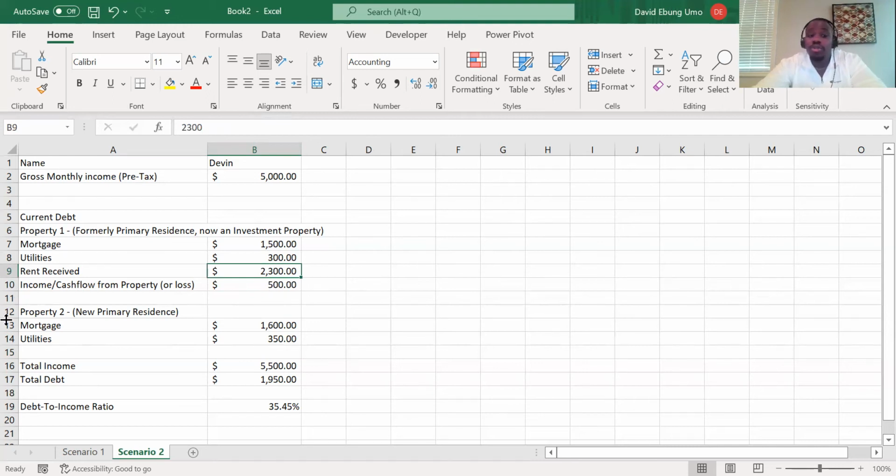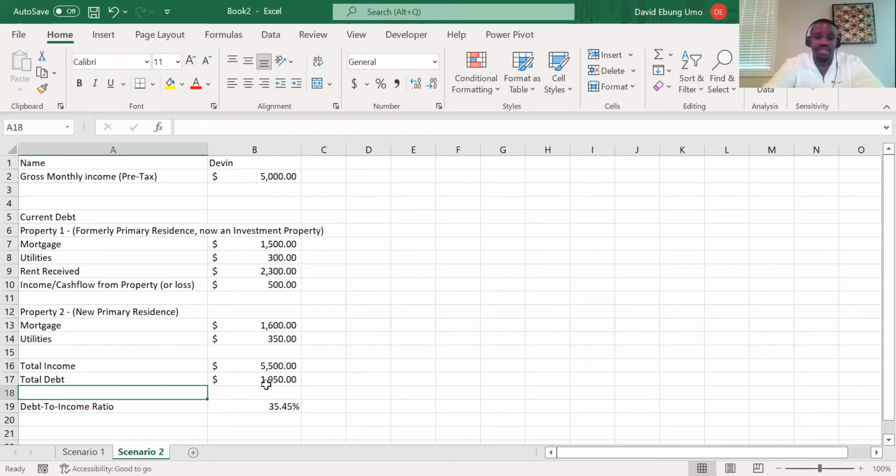Then, trying to get you approved for the second property, they'll treat it like they did in the first scenario, where they add up your total housing expenses. But now your total income won't just be the $5,000 from Devin's salary of $60,000 a year. They're going to add in the $500 that Devin will be receiving from his first property, which is a converted investment property. So now that makes his total income $5,500.